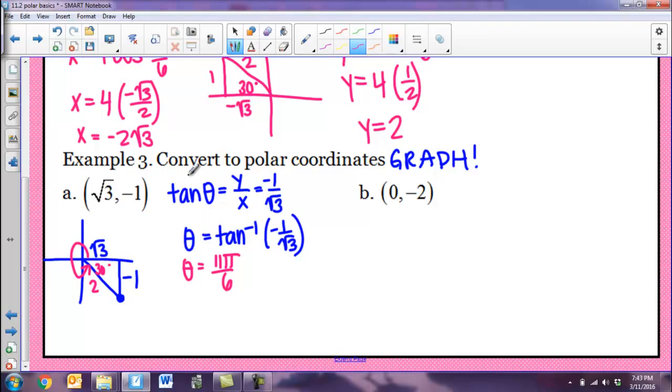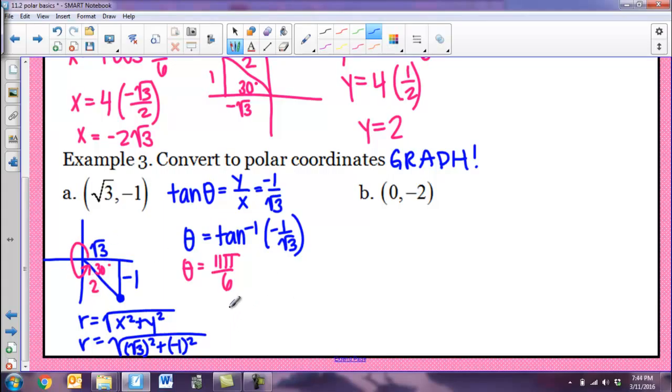So the last thing I need, though, is I need my radius. And there was a formula for that. We had that r equal to the square root of x squared plus y squared. And so I could plug all those in, and my x would be √3 squared, and my y would be -1 squared, and I would solve that, and you should get that it was 2.